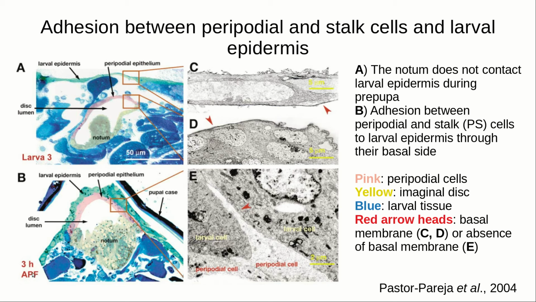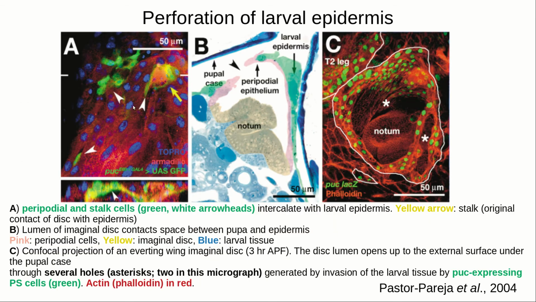However, 3 hours after pupariation, this pink region of the peripodial membrane gets very close to the green region, which is the larval epidermis. And as you can see in this electron micrograph, the basal membrane disappears between both tissues. So when eversion is going to take place, this region that is close to the stalk, where the yellow arrow is, would be the stalk.